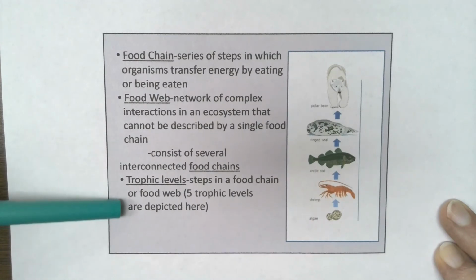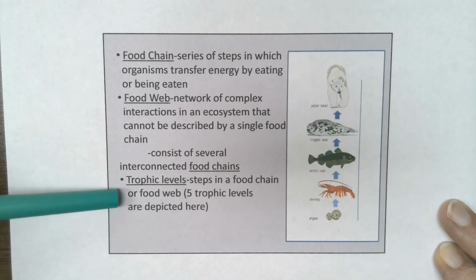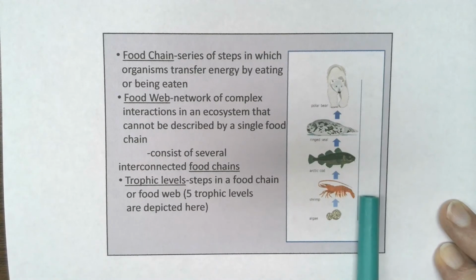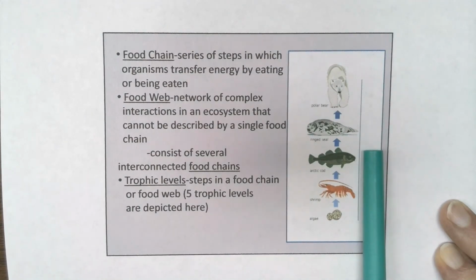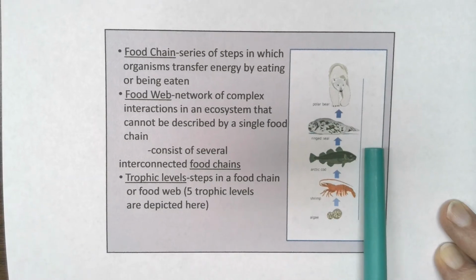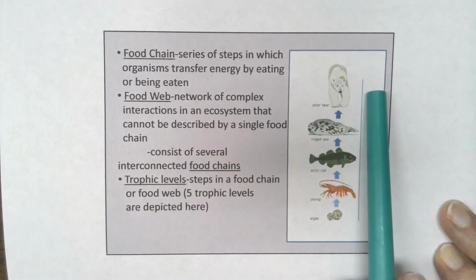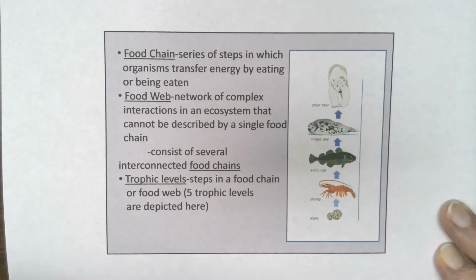Remember, we already said troph means to feed. Okay, so trophic levels. These are the steps in a food chain or a food web. Okay, so here we see 5 trophic levels. We see a producer level, and then we see what's called a primary consumer, and then a secondary consumer when we move up to the Arctic cod, a tertiary consumer with the ringed seal, and then the polar bear would be a quaternary consumer. And that's about as long as a food chain can be. We'll talk about that more in just a second.